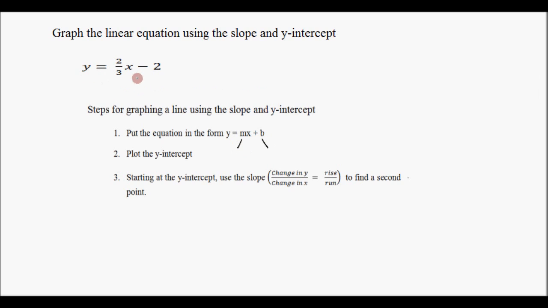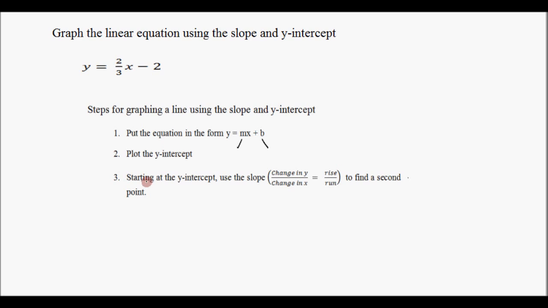Well, this equation is already in that form, so we don't have to do it for this problem. We won't always be this lucky, but step one's done for us. So the second step then is to plot the y-intercept. So there it is. The y-intercept is -2. We're going to put that on the graph.